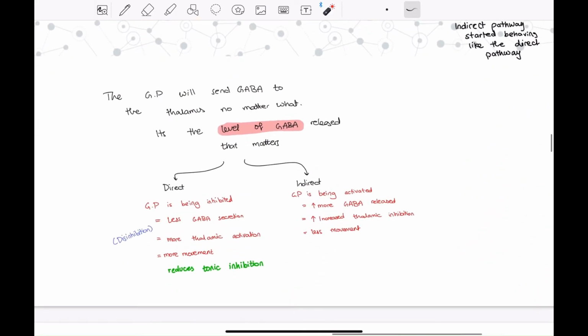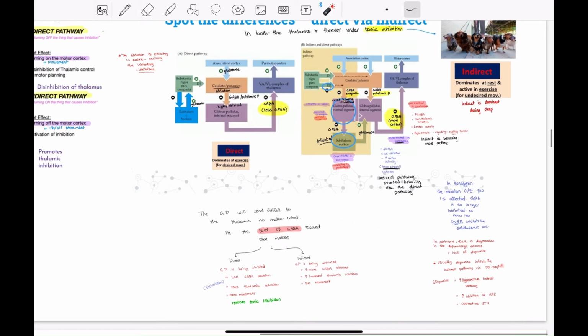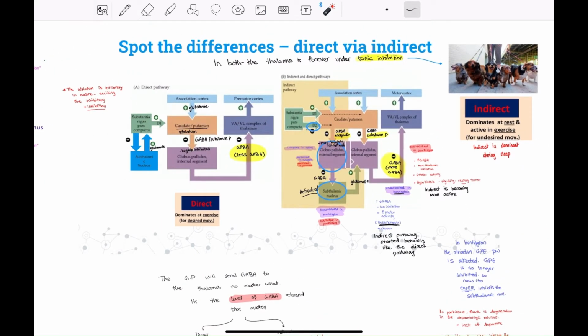So as I was just saying, the difference between the final destination of both is simply the level of GABA. In the direct pathway, the level of GABA is a lot less, which means that you're going to have more activation of the thalamus. While in the indirect pathway, the level of GABA is a lot more. That means that you're going to inhibit the thalamus, therefore inhibiting movement. Okay? So I like to talk about the final destination before talking about the specifics, just so that we're oriented. Now let's talk about the specifics of each.